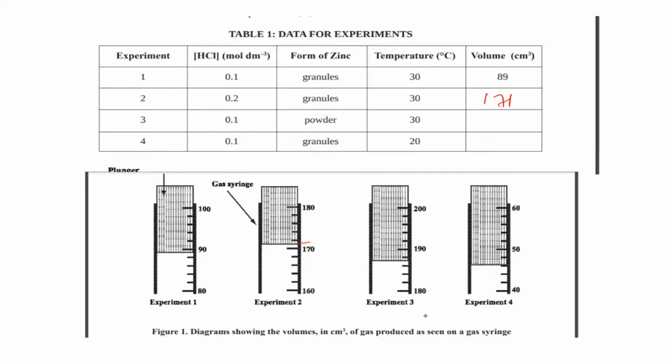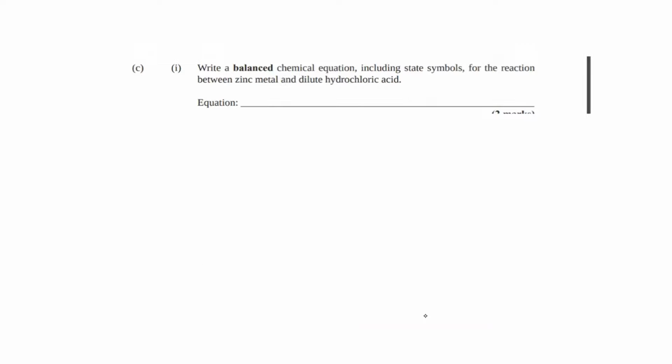Experiment 3. So 180, 182, 184, 186, 188. So in between, right there will be about 187 cm cube. Experiment 4: 40, or 42, 44, 46. So 46 cm cube. So I hope that we saw that.